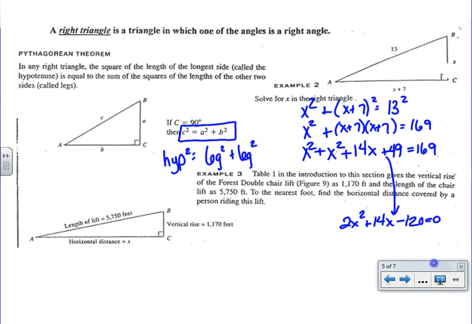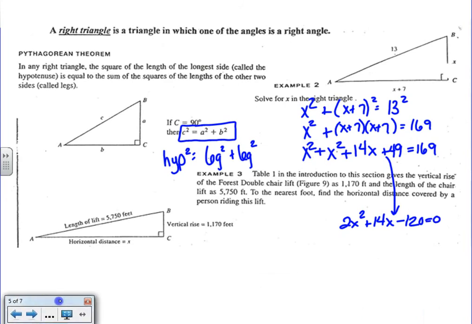Now generally you guys solve quadratics by factoring, so I am going to go ahead and divide everybody by a 2, which is a common term that I can take out by dividing in this case. So we have x squared plus 7x minus 60 equals 0, and then generally you guys would solve this through factoring. So let's see, that would factor into x plus 12 and x minus 5.